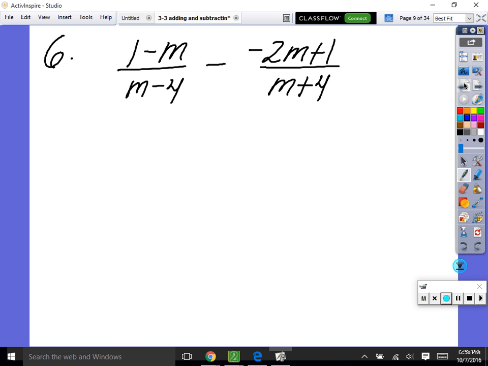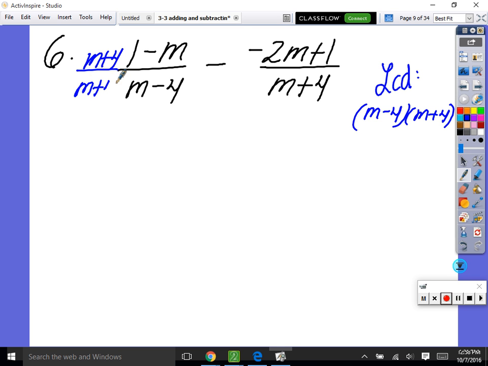So looking at this one, my least common denominator. Now, a lot of people think, okay, I can just fix this to become a negative. I'm just going to multiply by negative 1. But that would be negative m minus 4, right? Yep. So that wouldn't work. So this has an m minus 4, and this one has an m plus 4. So that's our least common denominator. So we're going to multiply by m plus 4 over m plus 4, correct? Because don't we need it to be m minus 4 and m plus 4 on bottom?